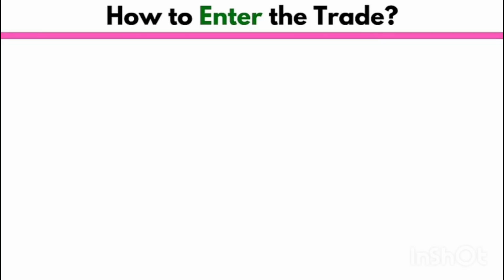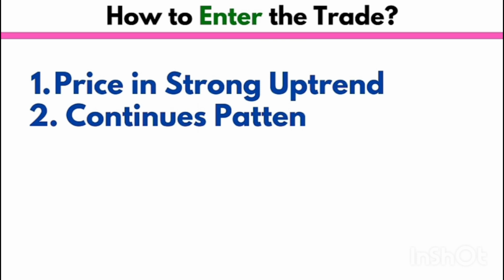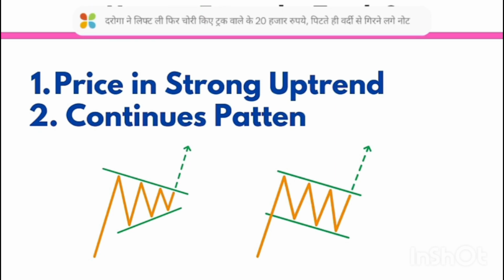Rule number 2, the chart must form a continuation pattern, such as ascending triangle, flag and pole. Many traders lose money because they trade chart patterns randomly without understanding which pattern works best in which market condition. Rule number 3, enter the trade only when the price breaks above the high of the breakout candle.